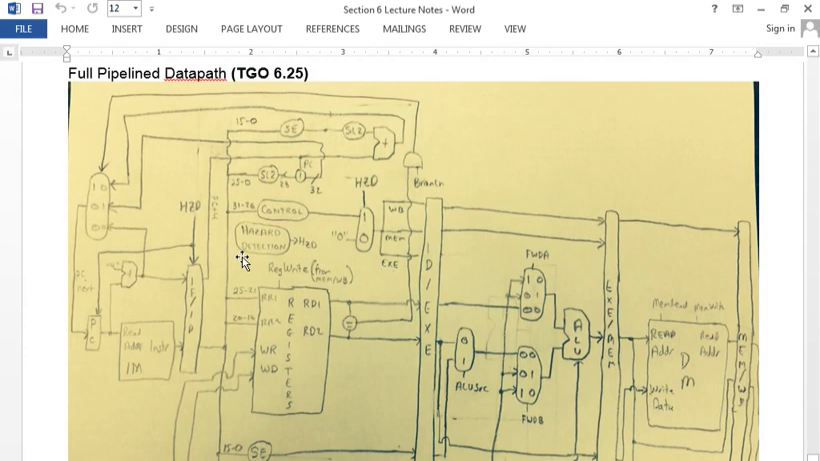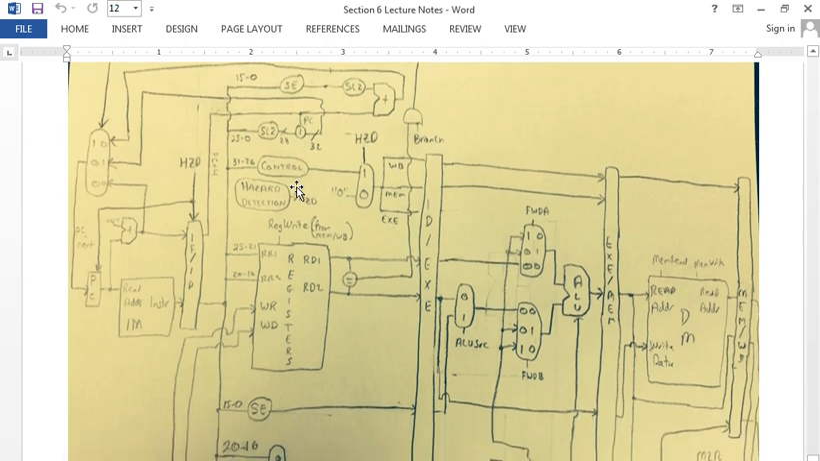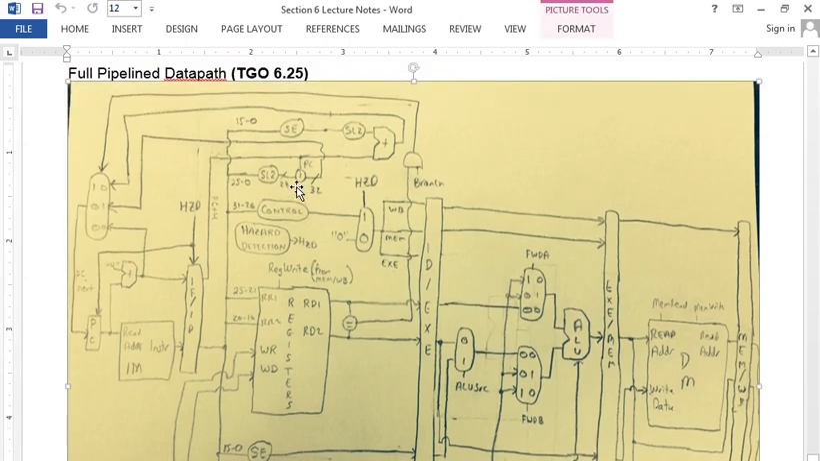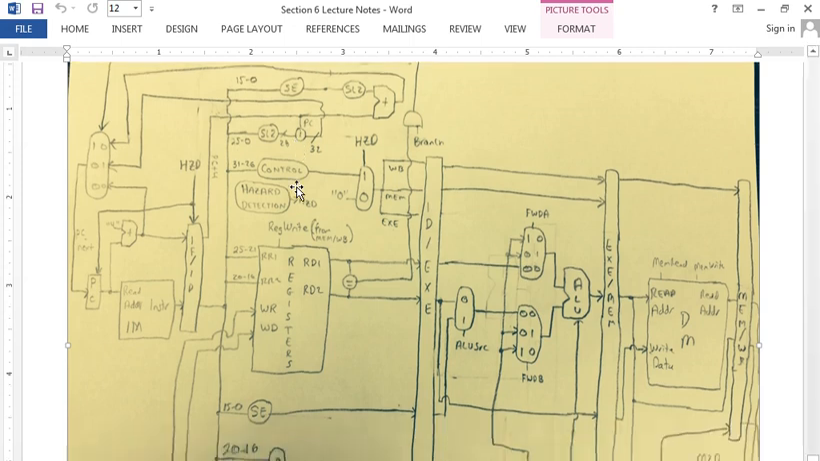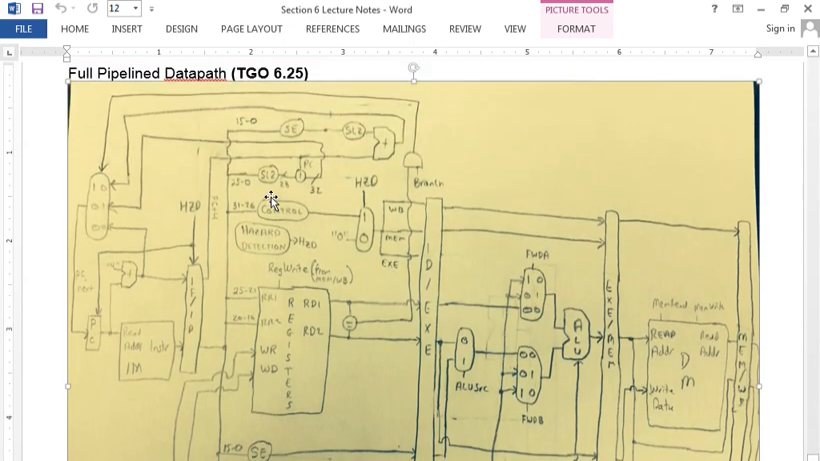Okay, so this is the full pipeline data path. A couple people have already noticed this, I've actually posted this as a PDF on Blackboard under content. So look for TGO 25, the whole thing is there, so you can go through there.